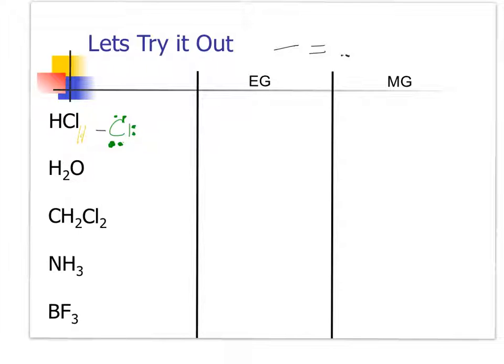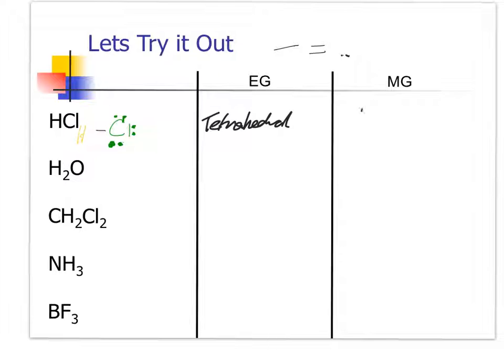Easier to identify. Well, I have 4 regions then. Therefore, I have my tetrahedral electron geometry. Now, if I look on the back of my periodic table, I'll see that I have 4 regions. One of them is bonding. That means there are 3 non-bonding regions.